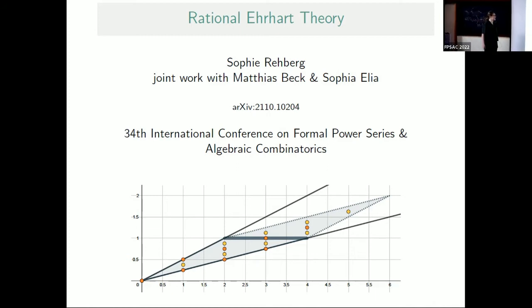So this is joint work with Matthias Beck and Sophia Elia, and I will try to give a two-slide summary of what Ehrhart theory is, and then as a motivation to what's new, why do we do rational Ehrhart theory and what's happening there. And then in the end, I will give an example of a concept that carries over. I will talk more about this later.